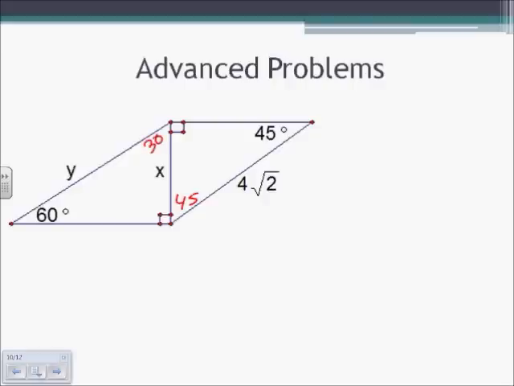So we really have two situations to solve. The first one is that we have a 45, 45, 90 triangle. So we'll have x, x, and x square root of 2.